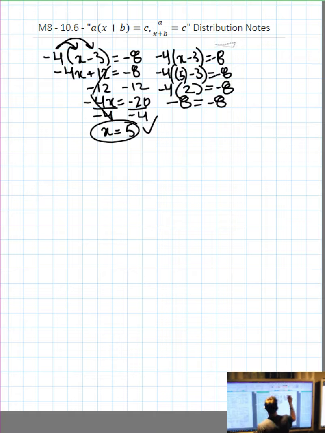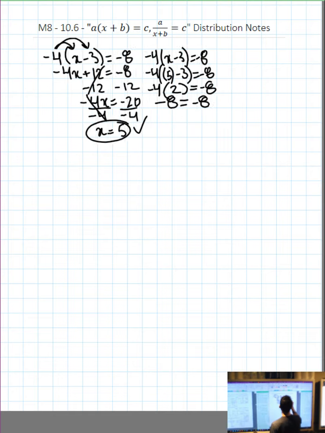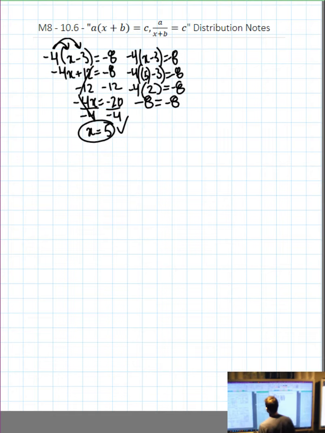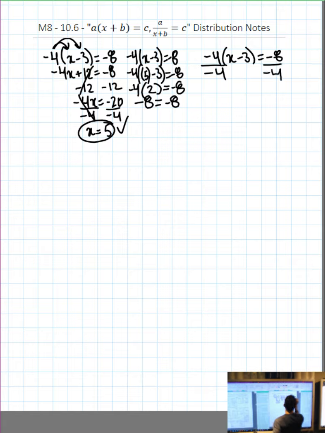So I'm going to shrink this up a tad. I hope you're writing a little bit smaller than I am. So let's take a look at a short form. So I have negative 4, open bracket, x minus 3, close bracket equals negative 8. Well, I could distribute like I just did on the left, or I have a negative 4 times a set of brackets, and the opposite operation is divide. So I can divide both sides by negative 4 right away.